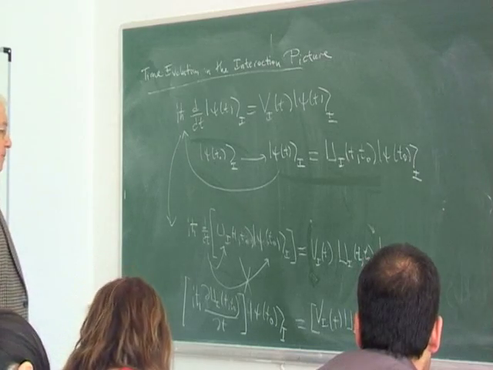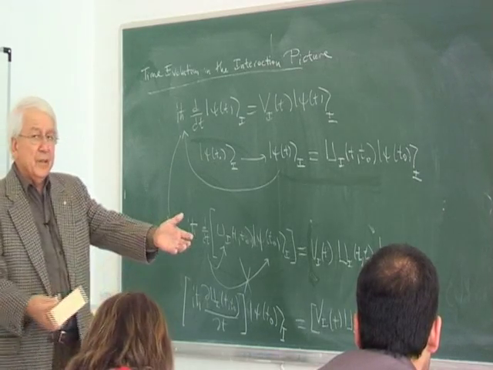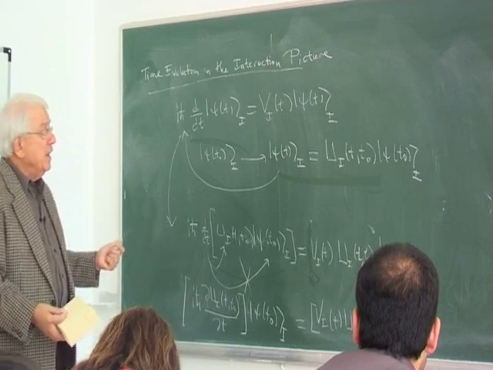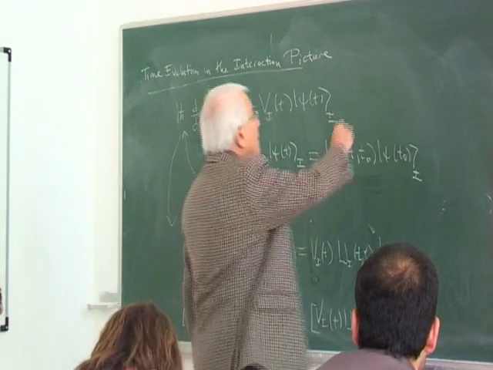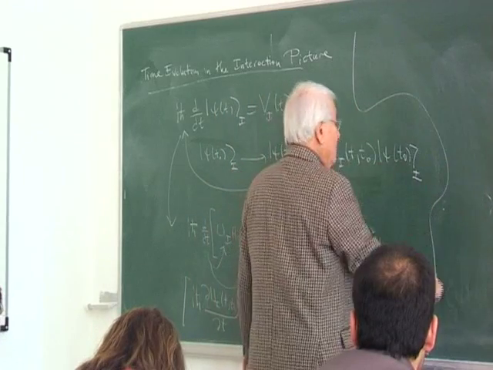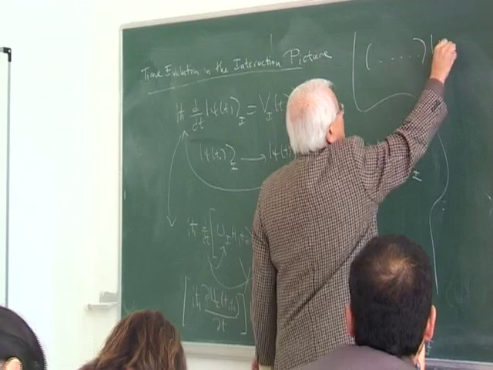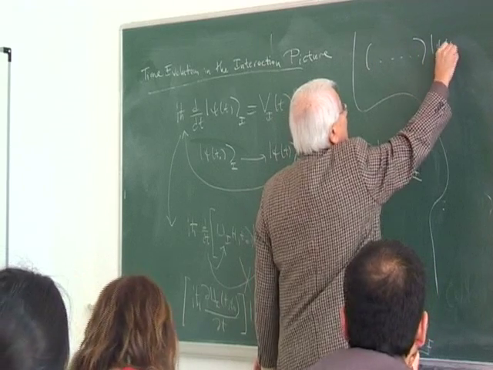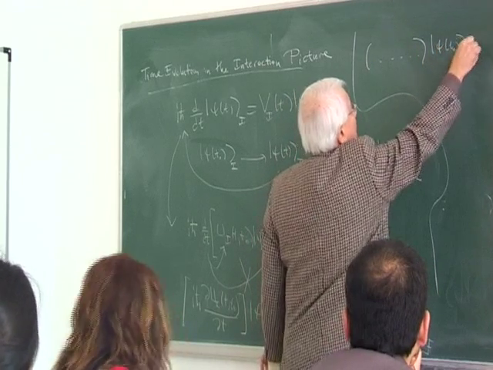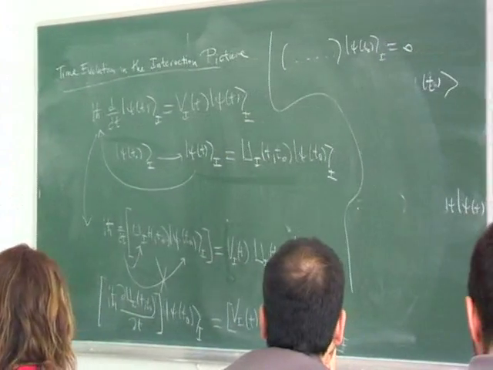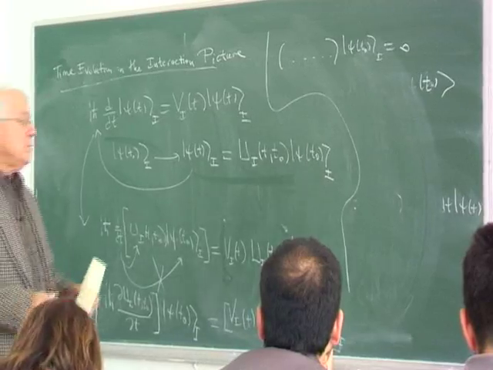What do I see? If we combine everything, if I move the right-hand side to the left, combine everything in the form of, let me write it in here, something acting on ψ(t0)_I is equal to zero. I can write it as such, right? This entire equation after collecting everything to the left-hand side.